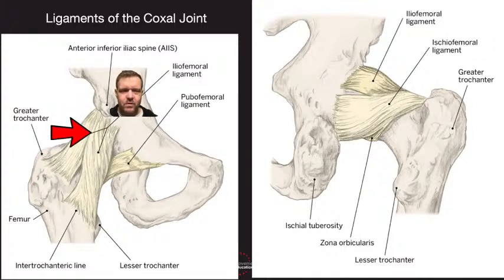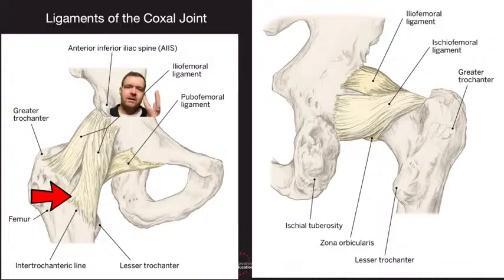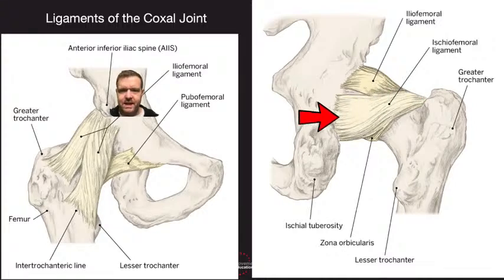So iliofemoral, from the ilial region of the pelvis onto the femur, and then pubofemoral, so from the pubis onto the femur, and then around the back you've got your ischiofemoral ligament just here, and so from the ischial region onto the femur. So all of those will form the ligaments of the hip.